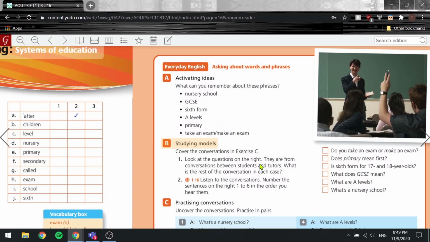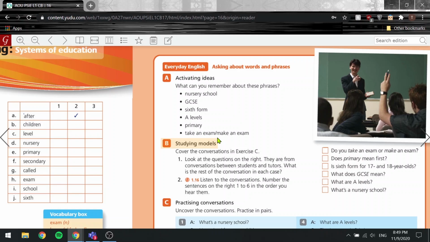Here we have activating ideas. What can you remember about these phrases? So these are phrases that we heard a lot in the first page, and I just want you guys to tell me what you know about the word nursery school, or the word GCSE, the sixth form, A levels, primary, and take an exam or make an exam. Okay, so let's take a look here.